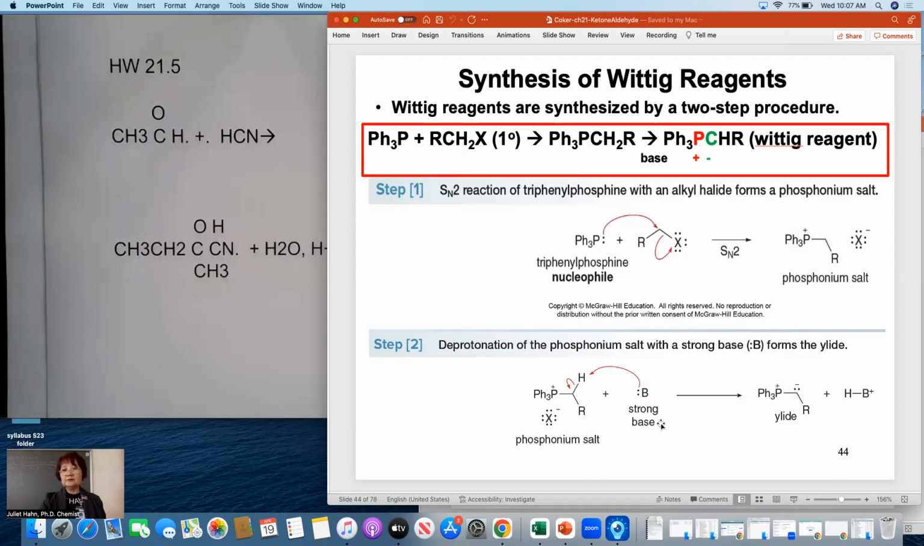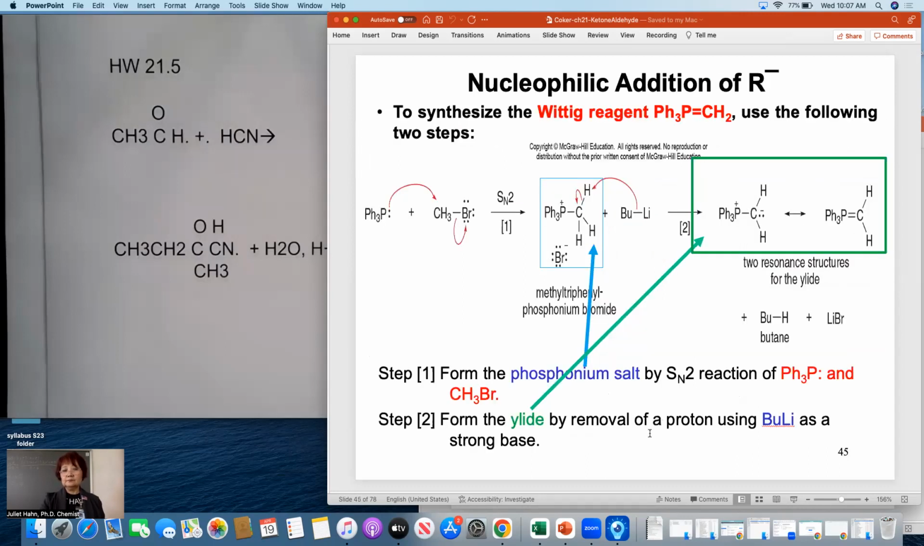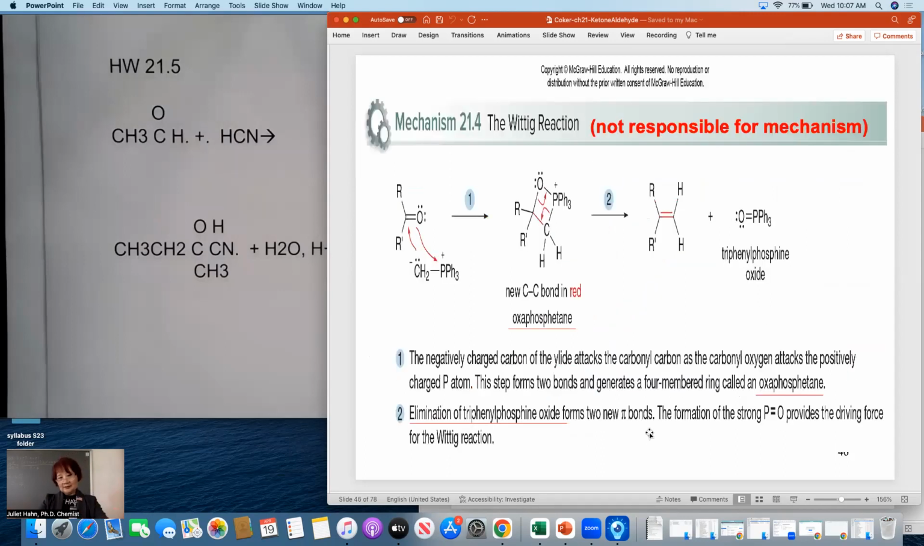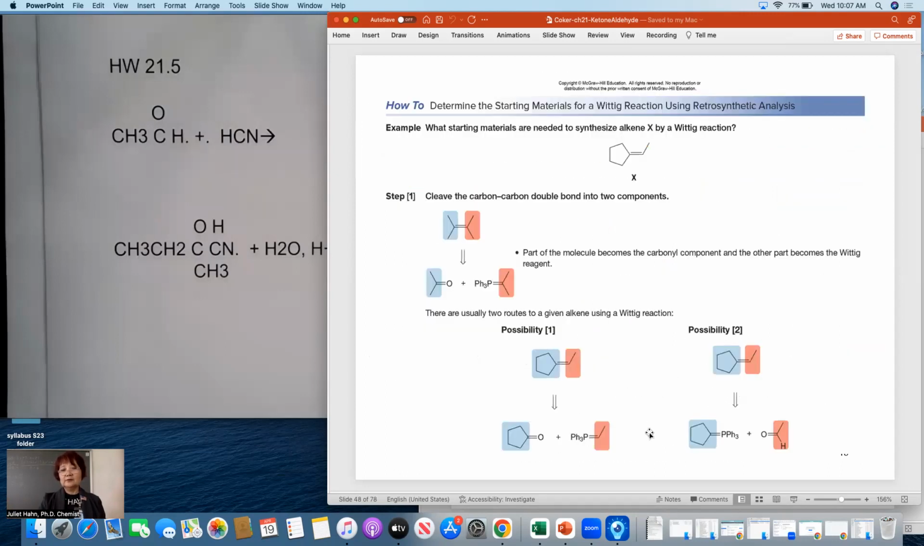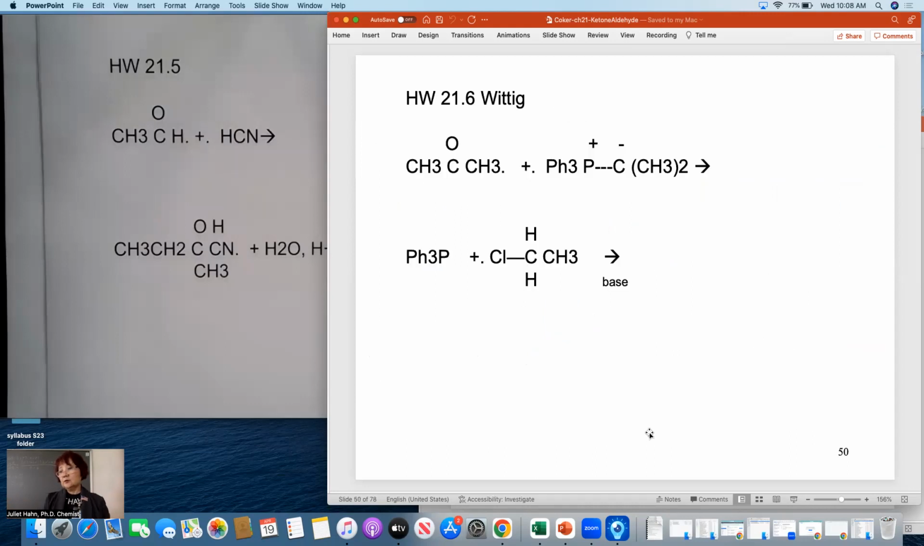Okay, so here's the mechanism that you're not responsible for. And let's actually look at the product in the form of a homework problem. So this is a nice, simple Wittig reaction. Not going to worry about the mechanism. So that first reaction is the actual Wittig reaction. The second reaction is making the Wittig reagent.